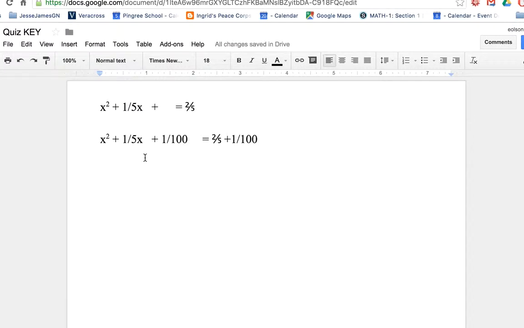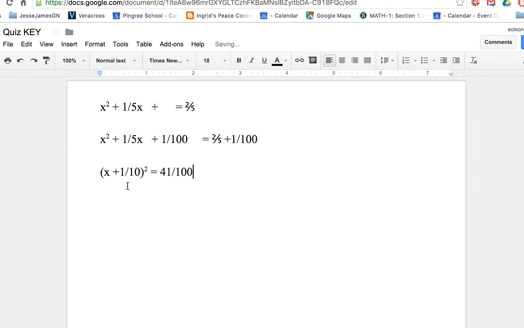Then I know that will give me the perfect square: x plus half of this 1/5, so 1/10, squared, equals this fraction when I add it. 2/5 is the same as 20/50, which if I double top and bottom makes it 40/100. So this becomes 41/100.